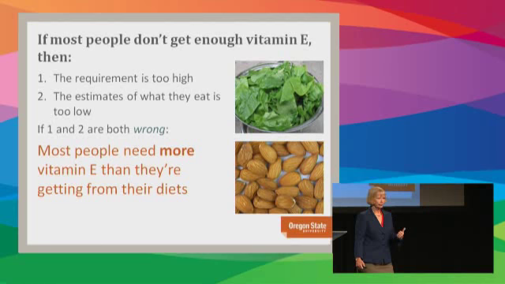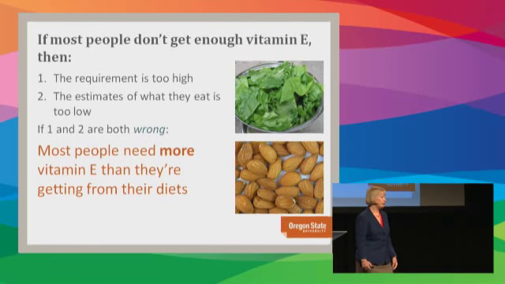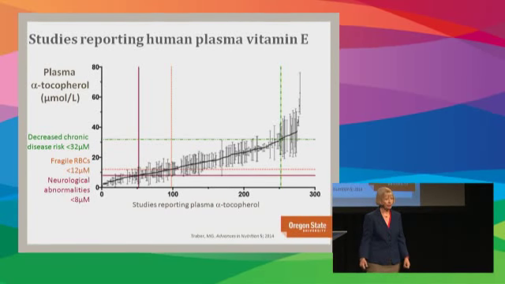Either the RDA is too high, so we don't need that much, or there's more food than we think, or everything's wrong and people need more vitamin E than they're getting. So how do we tell? I looked at the literature. This is a very complicated picture because it's not a standard picture.